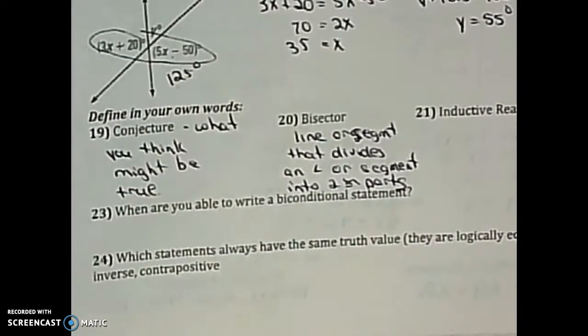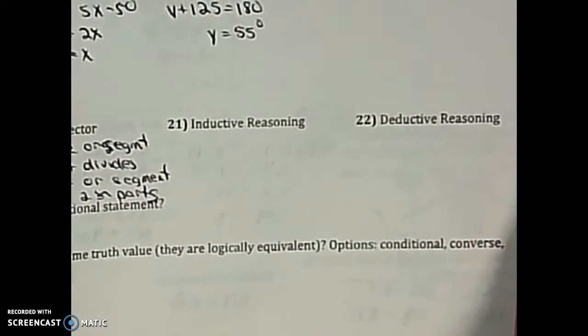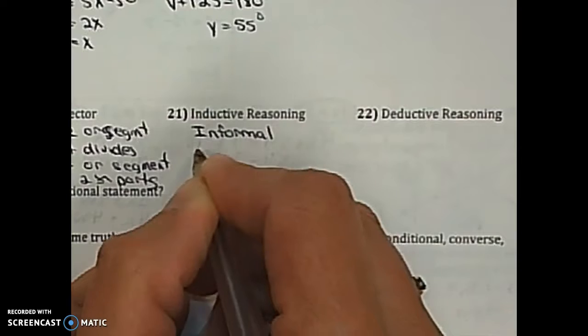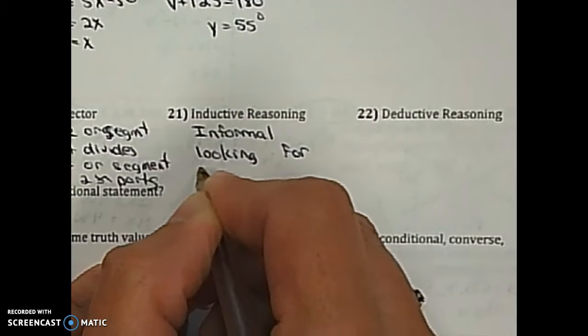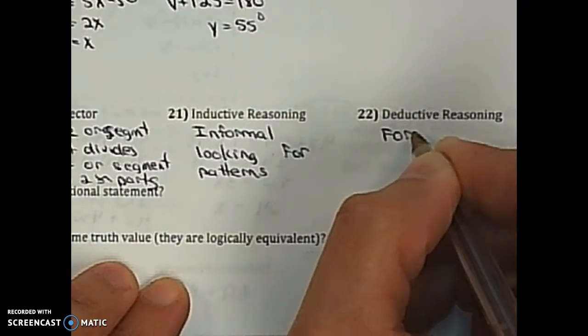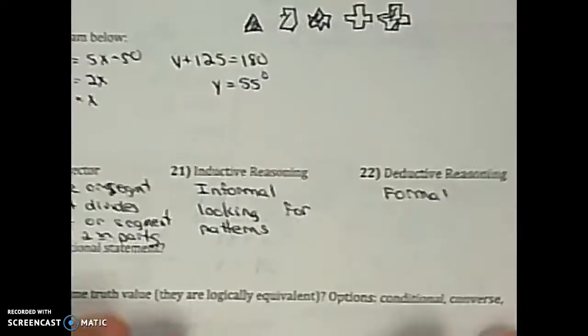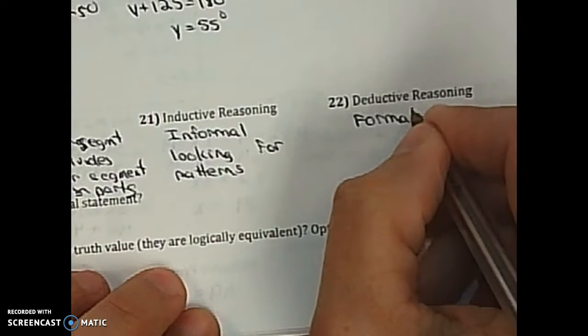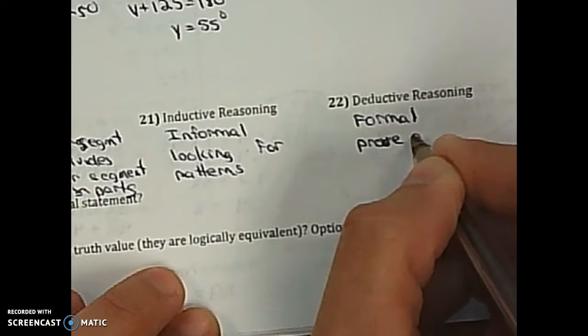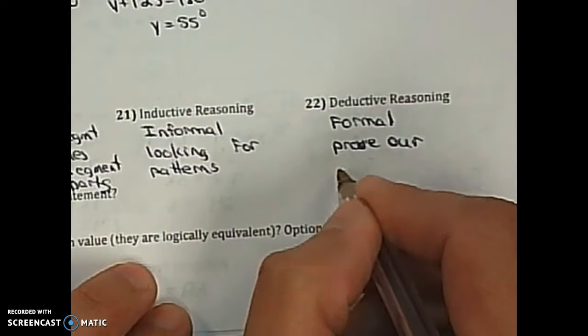Number 21 and 22 are inductive versus deductive. We talked about this really all the way back on day one. Inductive is kind of an informal way of thinking. You are looking for patterns. Deductive is a more formal way of reasoning, and that's when we actually can prove what we believe to be true. Or let's put down, prove our conjecture.